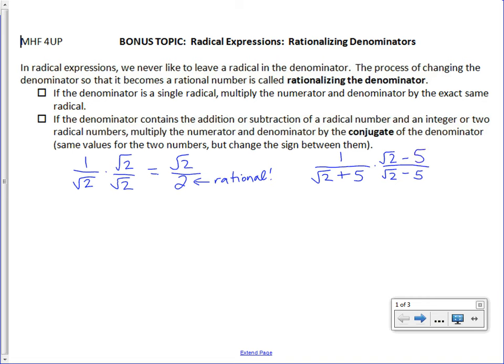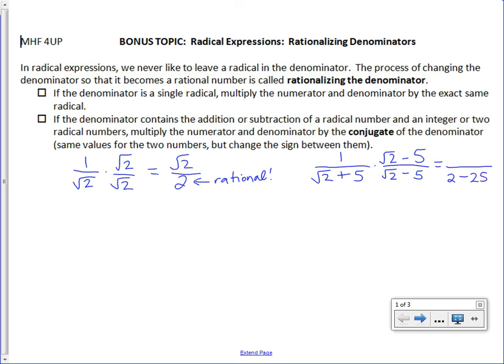So basically, what this means is you created a difference of squares pattern. Are you buying into that? Because what do you notice when you multiply the denominator? You would go root 2 times root 2. What's that? 2. Minus 5 root 2 plus 5 root 2. Oh, look, the middle cancels. Positive 5 times negative 5.